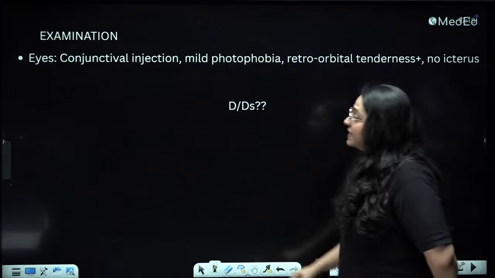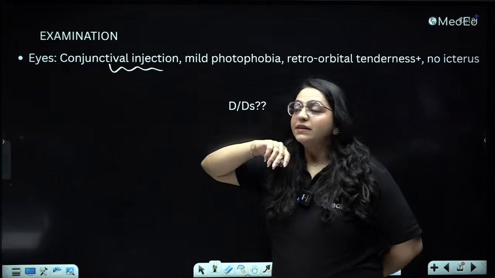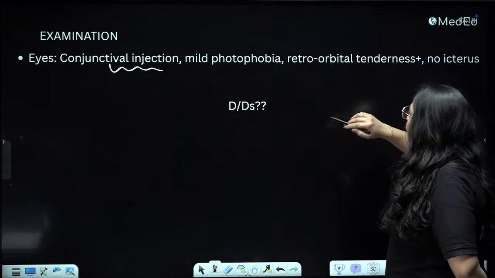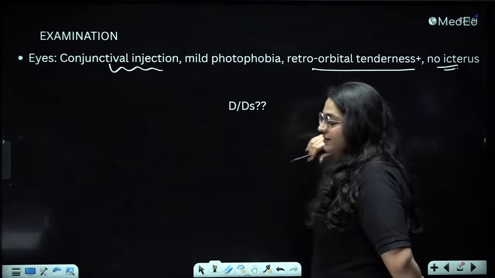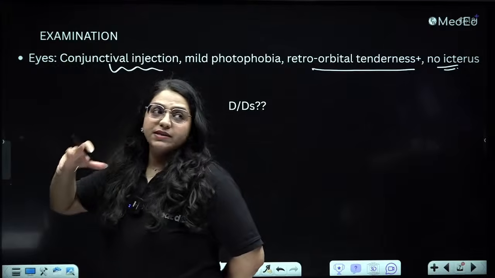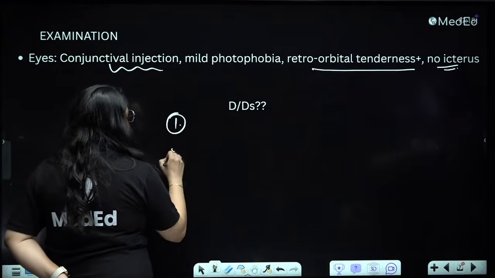And on eyes, there is conjunctival injection. There is redness of the eyes, which the mother had also told. Mild photophobia and retroorbital tenderness. However, there is no icterus, that is no signs of jaundice. What all do you think are the DDs of this patient? DDs, come on guys, DDs.